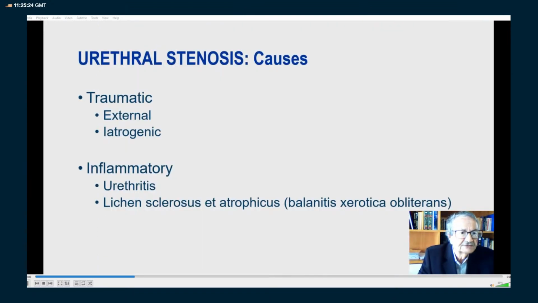The main causes of urethral stenosis are traumatic or inflammatory. The traumatic may be external or iatrogenic, and the inflammatory may be urethritis, and this entity, lichen sclerosus, known also as balanitis xerotica obliterans.